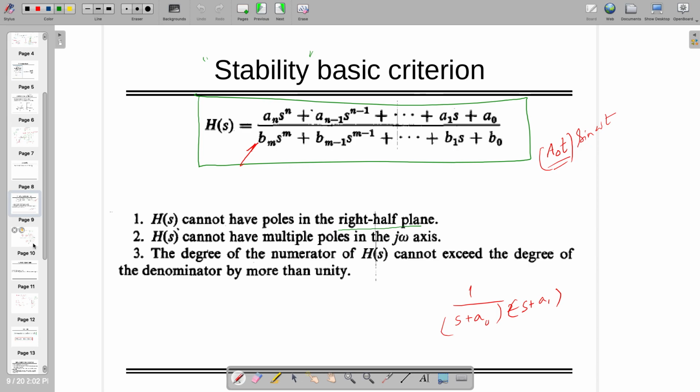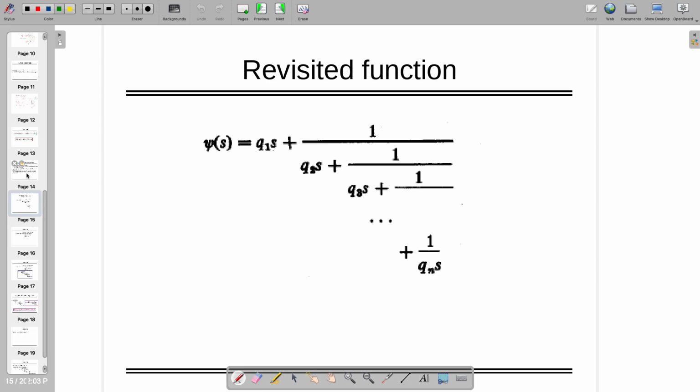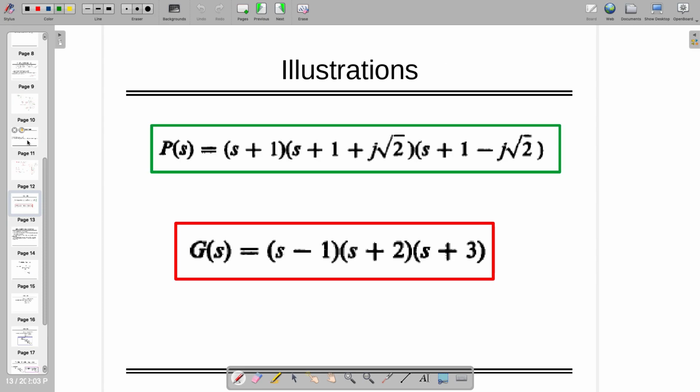That is what Hurwitz wants to say: you should have P of S real when S is real, and always you will have the real parts. But if it is complex, then it has to be only on the j omega axis. It should not be here and there. So for that, you need to do something so that you can achieve those kinds of roots.